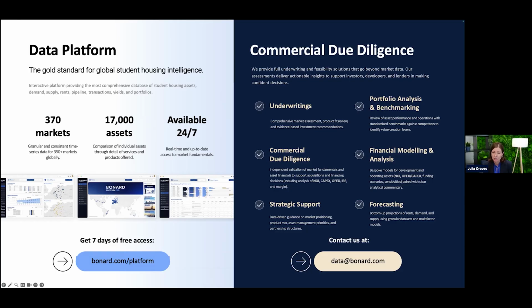This is provided on a subscription basis, while our other product is ad hoc and on demand, the commercial due diligence. So a deep dive on an asset-specific, location-specific analysis with all the due diligence musts, be it commercial DD or strategic support or the financial assessments.